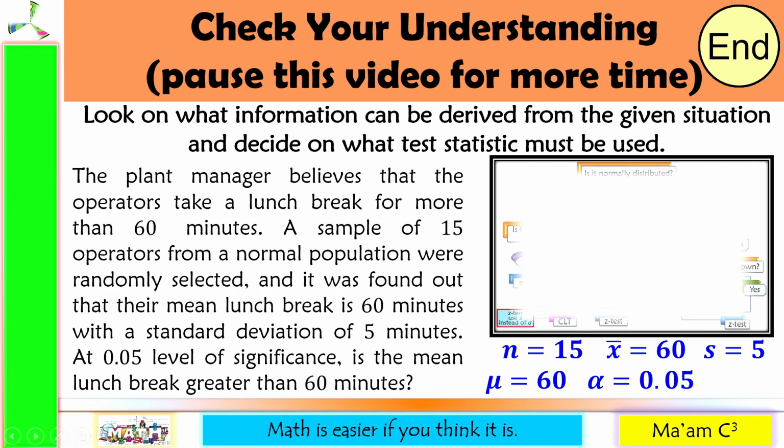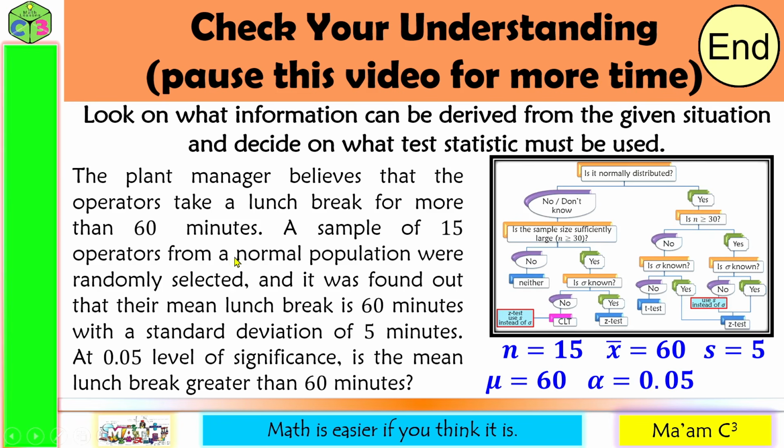Let us analyze. So it says here from a normal population. So the answer to the first question is yes. Our sample size, we only have 15. So the answer to the second question is no. Is sigma given? No. What we have here is small letter s. So the answer here is no. Therefore, we are going to use t-test.